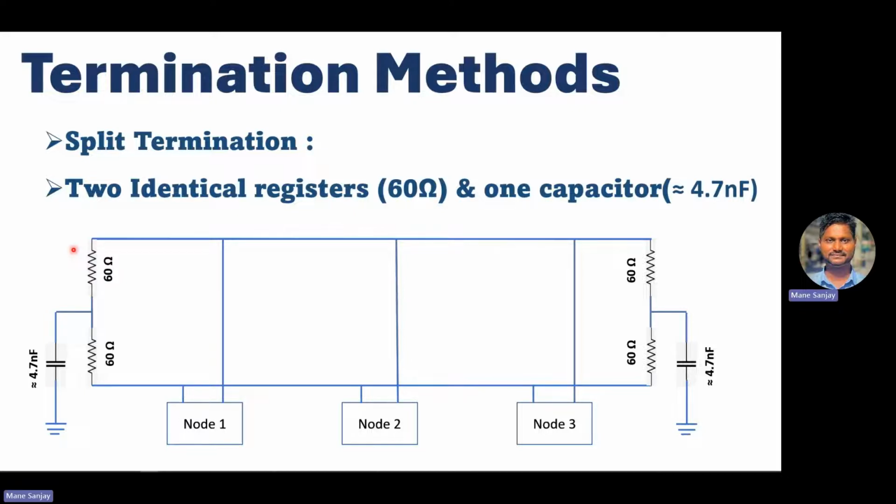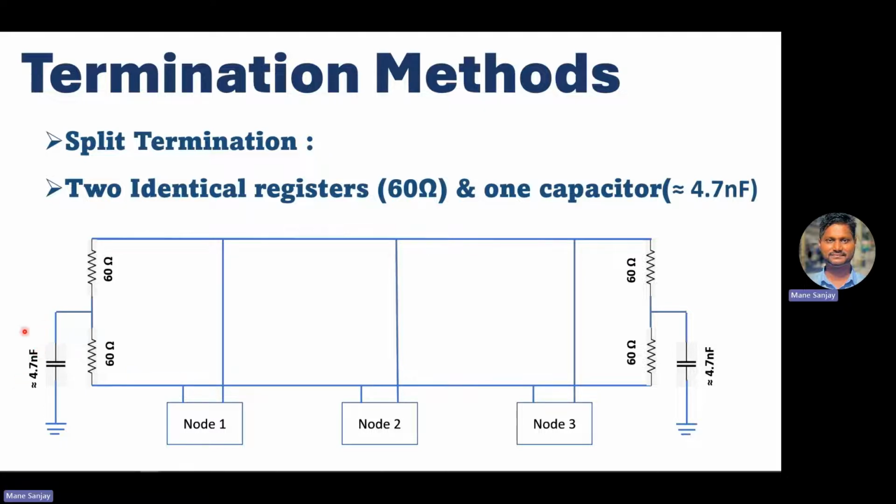The split termination technique shown here uses two resistors that are equal to one half of the cable's characteristic impedance. And as I said, it's 120, so it's exactly half of the 120, that is typically 60 ohm each, with the capacitor placed between the common mode point and the ground. Here is the common mode point, and here is the ground. So the capacitor is placed between the common mode point and the ground on both sides.